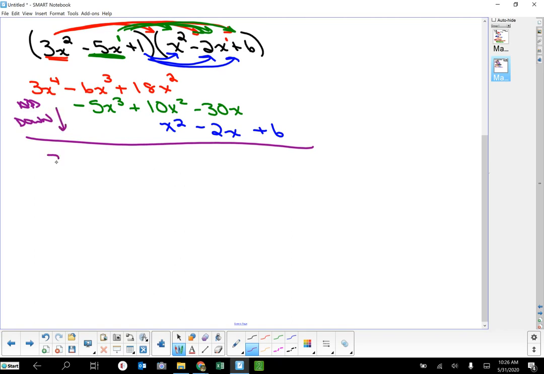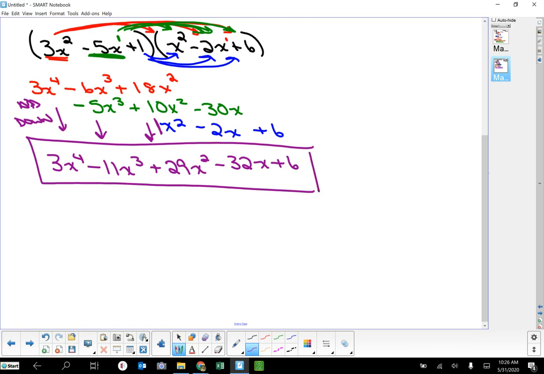Okay, so I get a 3x to the fourth minus 11x cubed. 18 plus 10 is 28, plus another 1 is 29, right? Because this has a 1 in front of it. Negative 30 minus 2 is negative 32x plus 6. And that whole entire thing would be your answer.